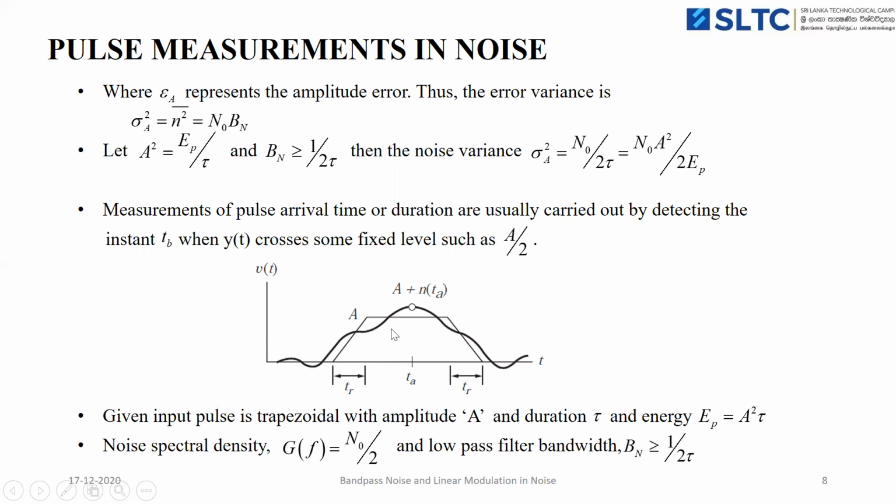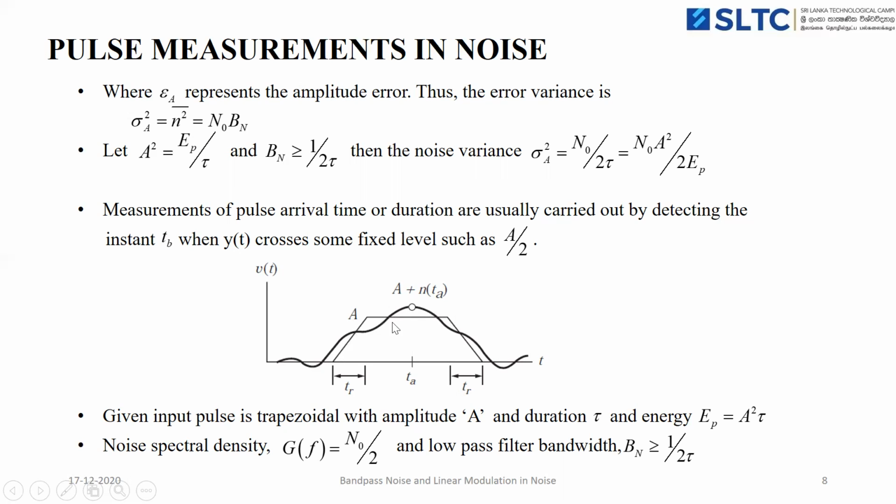Here you can see the transmit pulse, which is a trapezoidal pulse. It has the amplitude A, the duration of the pulse is tau, and the energy of the pulse is denoted by Ep equal to A squared into tau. From this graph, we can see the original trapezoidal pulse, that is the ideal shape of the trapezoid. But after experiencing noise, the trapezoidal shape will be distorted. The distorted pulse is the received pulse, and this is the original trapezoidal pulse.